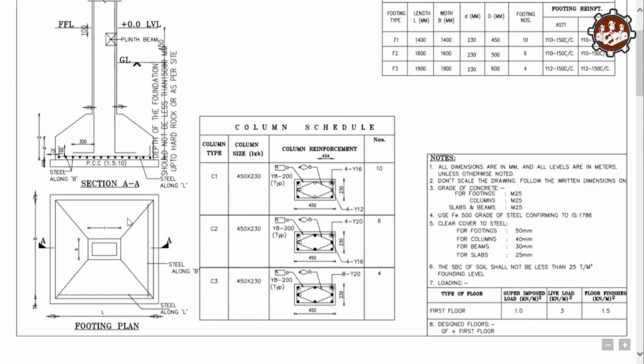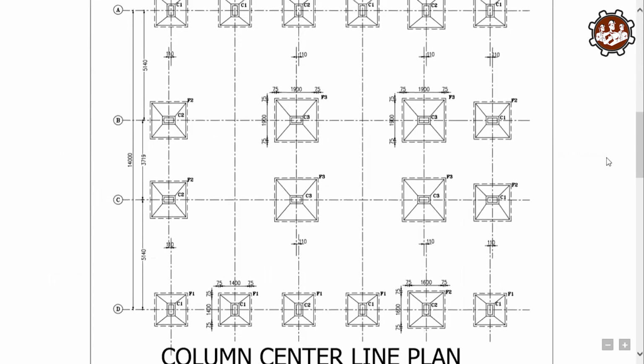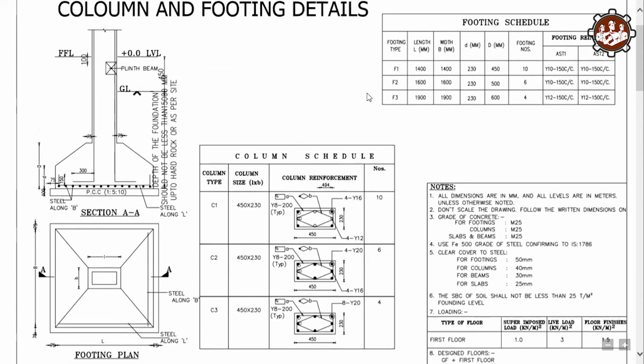This is the top view, or we can say plan of isolated footing, and this is the cross section of this isolated footing. This is the column center line plan of isolated footing. With the help of this plan, we do the marking of position of footings and columns on the construction site. You can see here we have a number of footings in this plan. Firstly, this is the F1 footing. F1 footing has 10 numbers, F2 footing has 6 numbers, and F3 footing has 4 numbers.